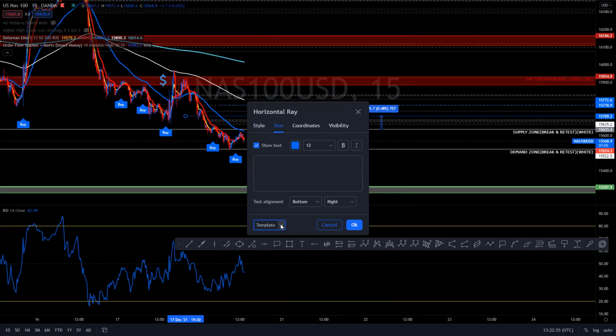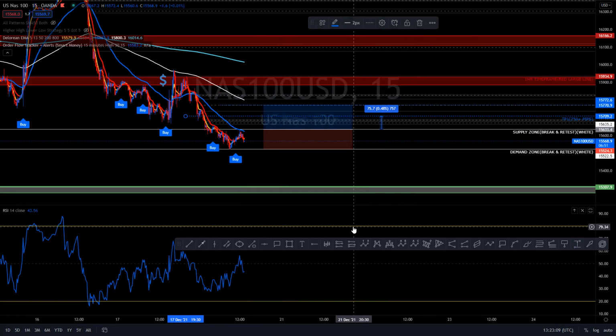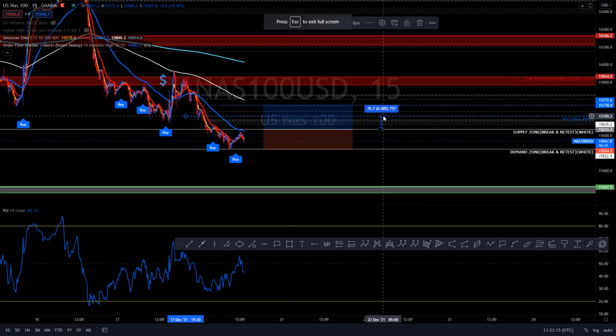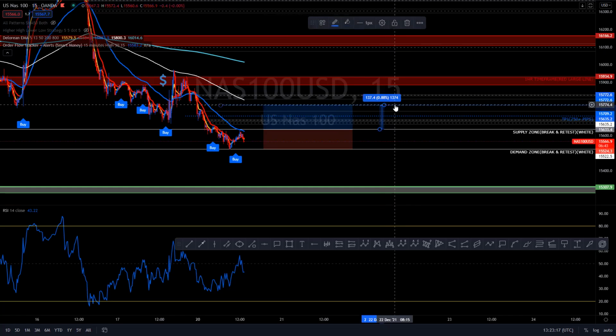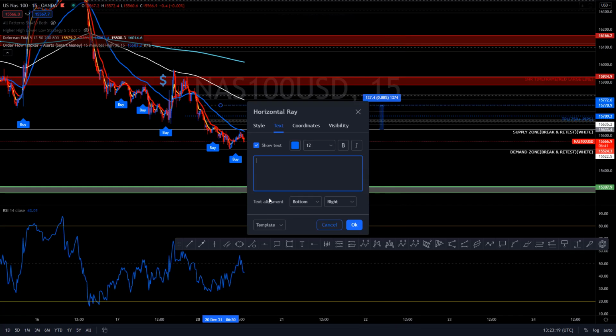So then this is going to be 750 plus pips. Yep, 750. And then I'll make this my take profit two. And this is like over 1,300 pips.